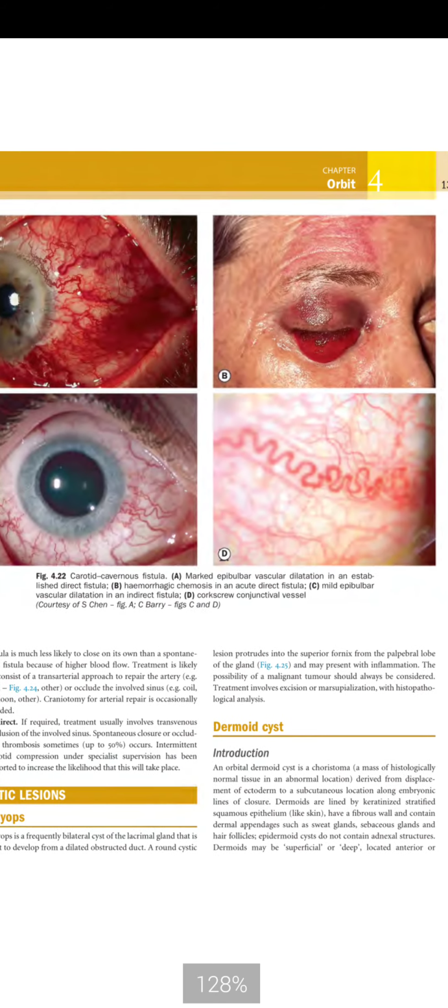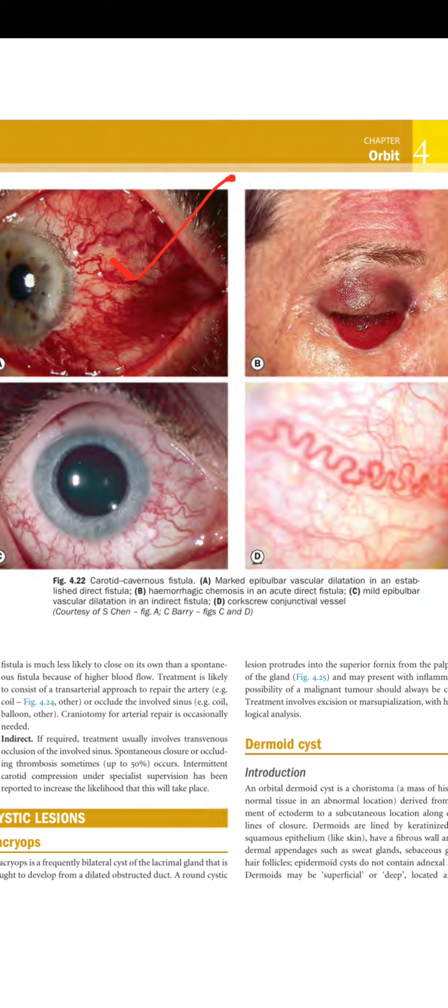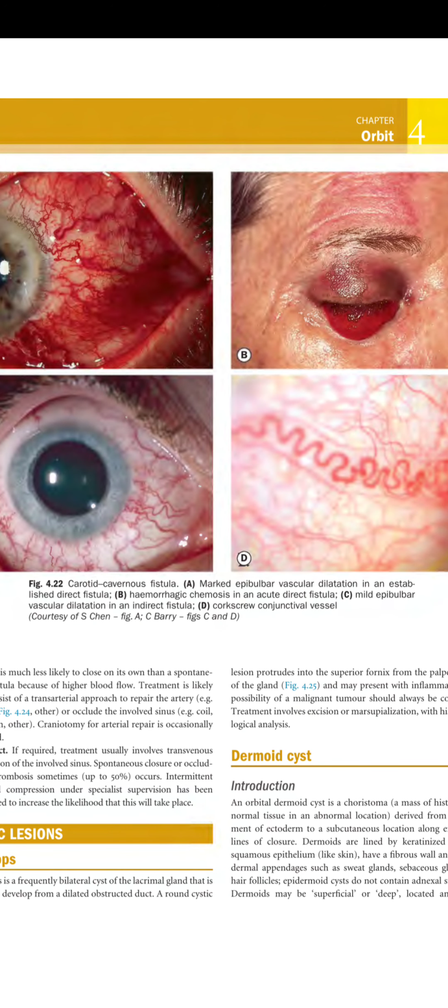So we can see this figure. You can see that this is a direct case and this is an indirect case, because the sign is quite subtler in this case, but in this case it is a very obvious sign. So carotid cavernous fistula: A is showing marked epibulbar vascular dilatation in an established direct fistula. B is showing hemorrhagic chemosis in an acute direct fistula. C is showing mild epibulbar vascular dilatation in an indirect fistula and corkscrew conjunctival vessels. So remember that this can also be present in a case of normal eyes as well.